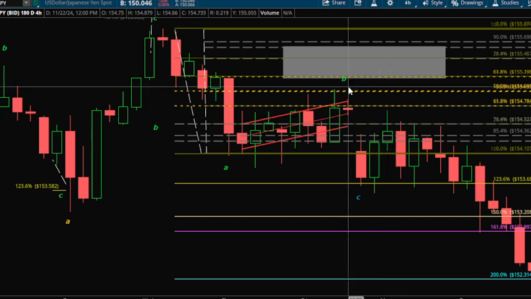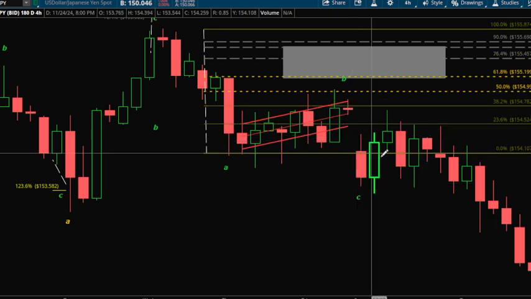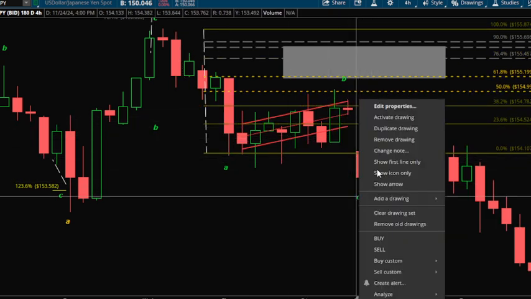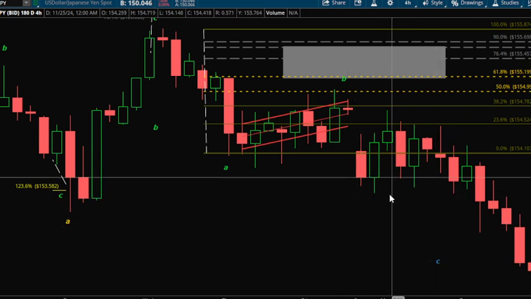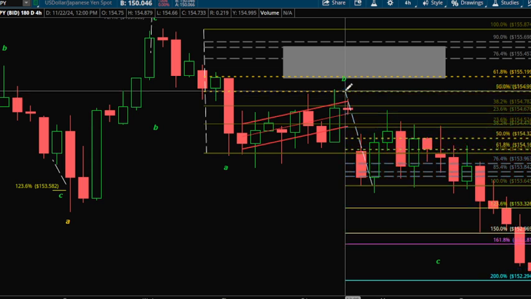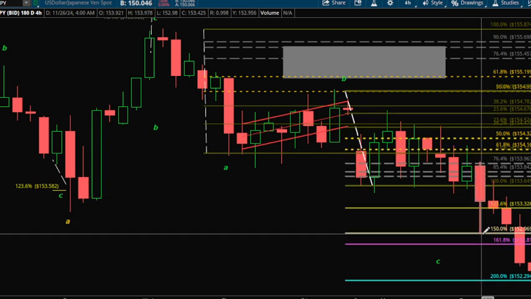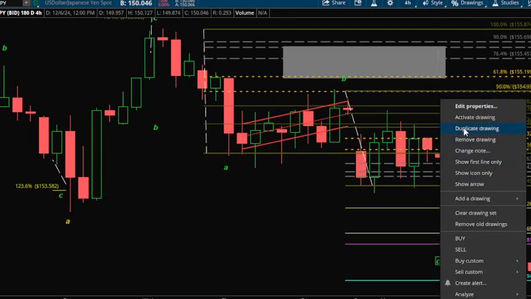All right. So now that we've established that this move wasn't complete on a lower degree, we know that this has got to be down here somewhere. So now we measure just this leg, look for the 123. Ooh, it went right past it, hit the 150. That's our target.